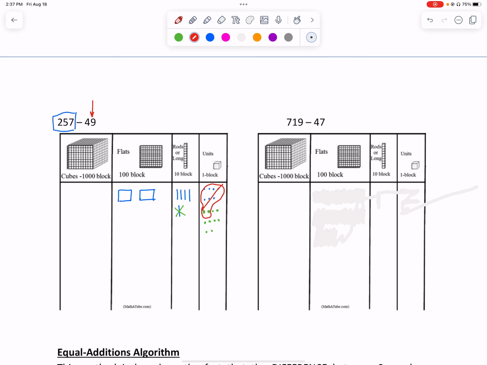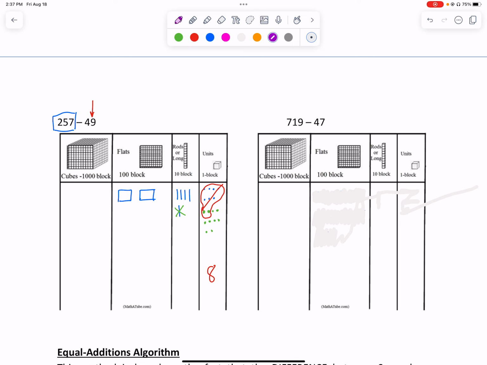and I'm going to take them away because we're subtracting. And how many do we have left? 1, 2, 3, 4, 5, 6, 7, 8. We have 8 left. All right, so we did this one. We did our 9 right there. Okay, so now let's take away, let's do this in maybe purple.